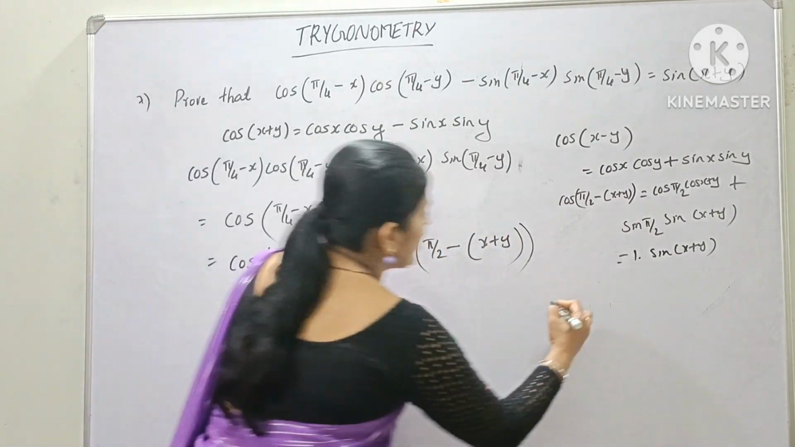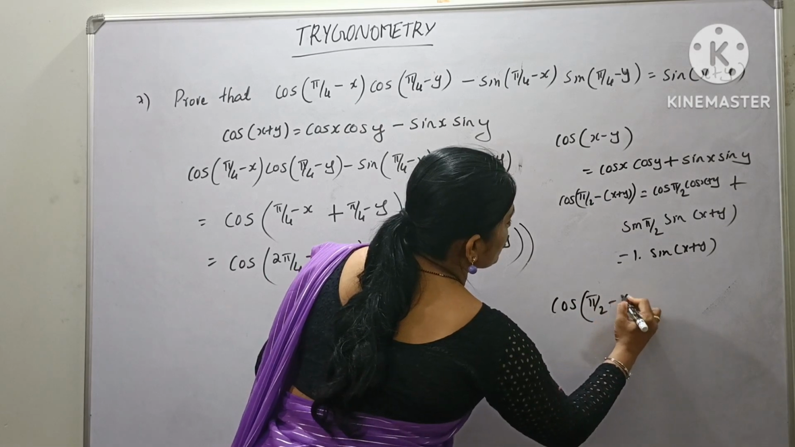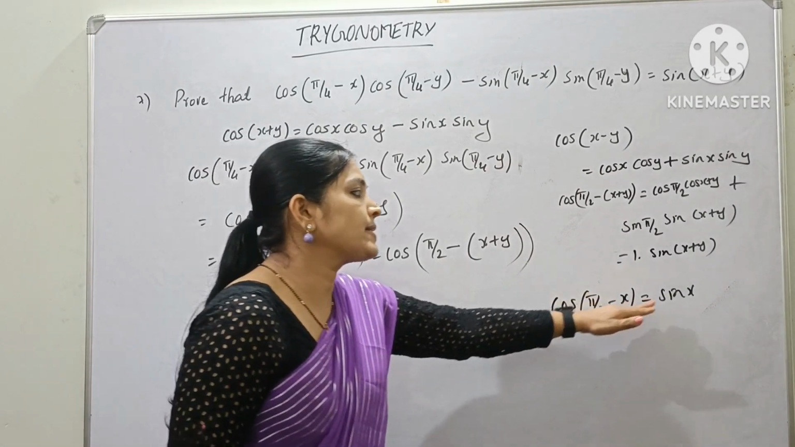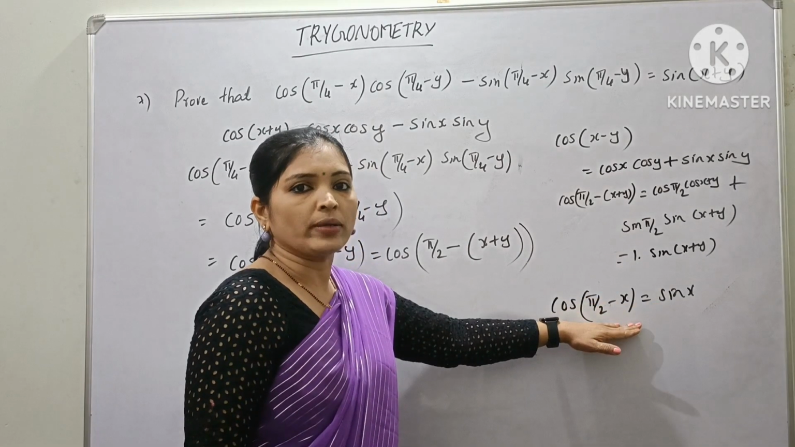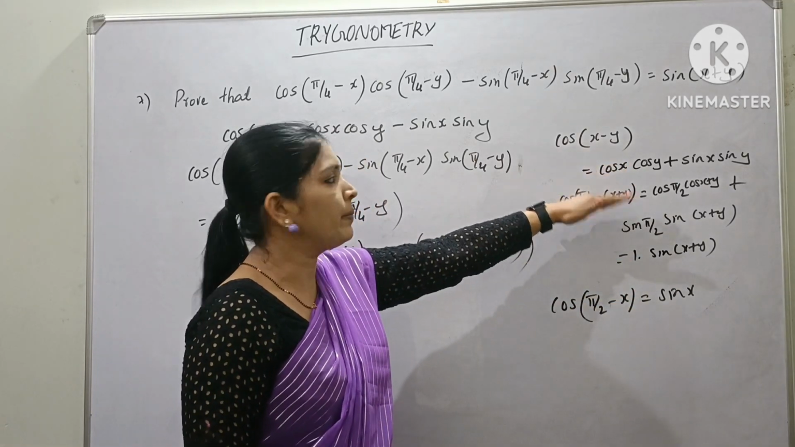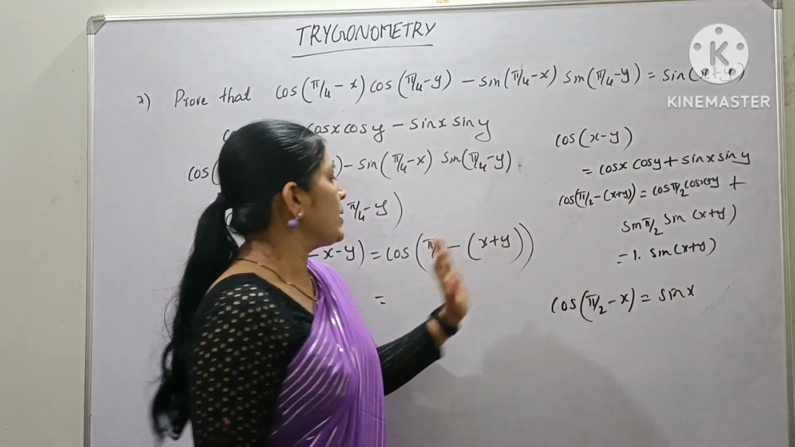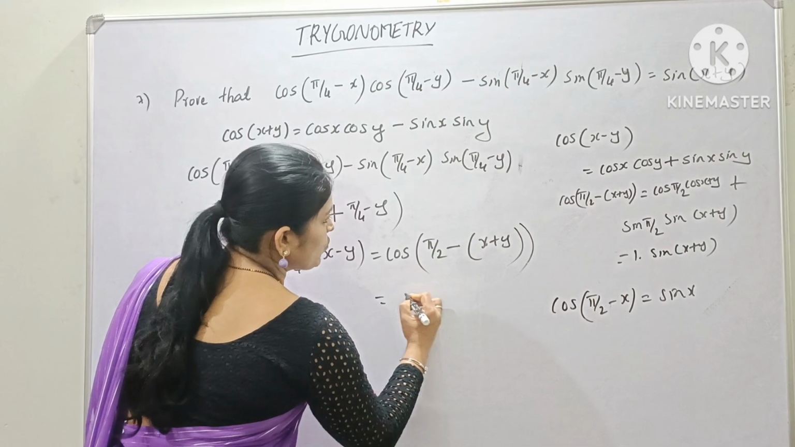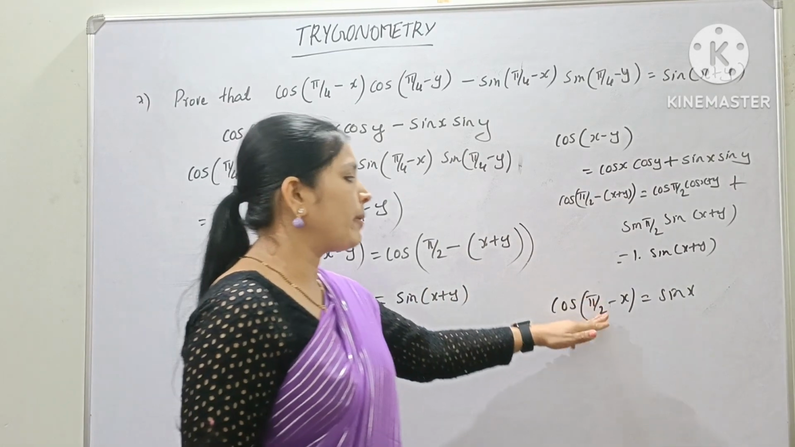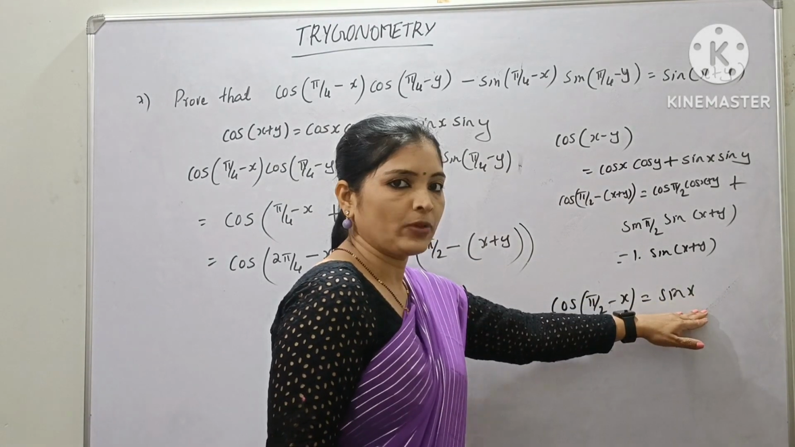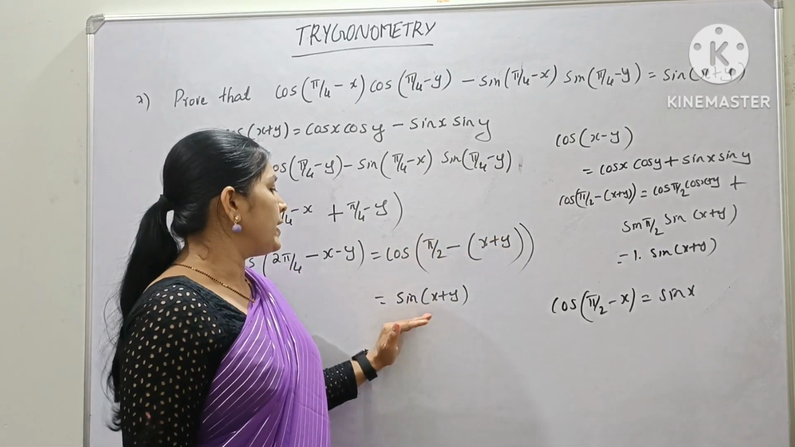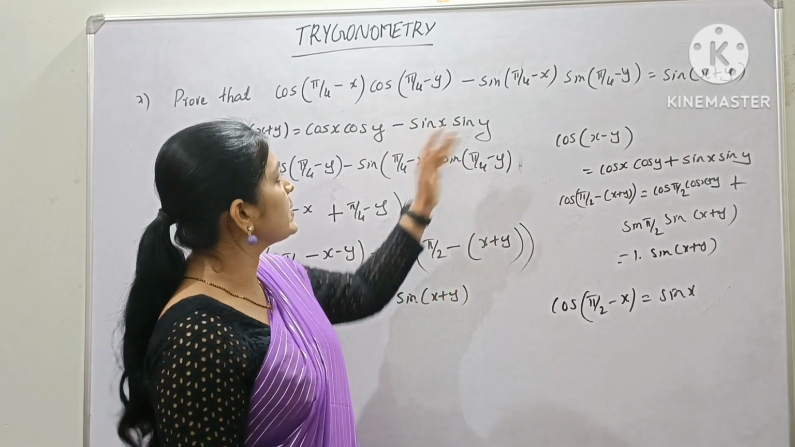Here, actually, see this formula: cos pi by 2 minus x is sin x. If you forget this, or if you are confused about it, you can find it by the formula for cos of x minus y. So cos of pi by 2 minus x plus y is nothing but sin of x plus y. Why? Because cos of pi by 2 minus x is sin x, so in place of x, x plus y. That is nothing but sin of x plus y. Hence it is proved.